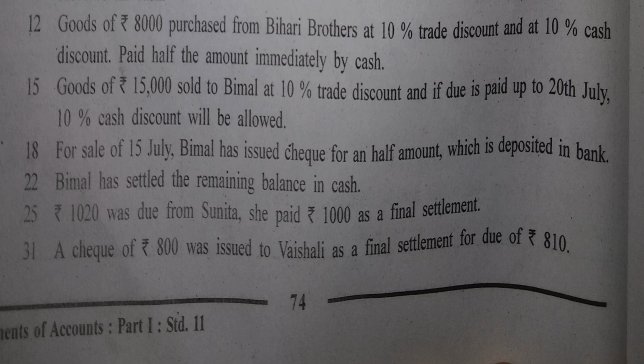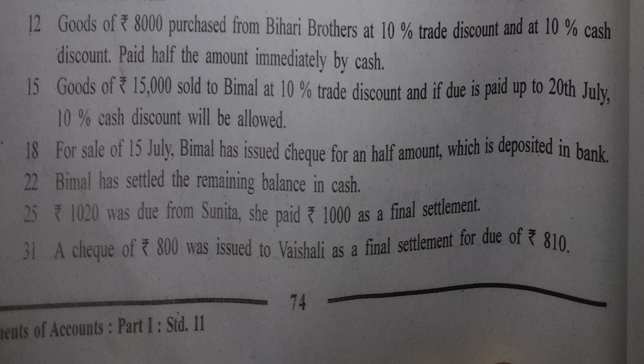Let us see which is the next one. Yes, 12th. Goods of rupees 8,000 purchased from Bihari Brothers at 10% trade discount. So first of all, let us be clear. 10% of 8,000 is 800. So the net amount is 7,200. We are clear with this. And 10% cash discount. Paid half the amount immediately by cash.